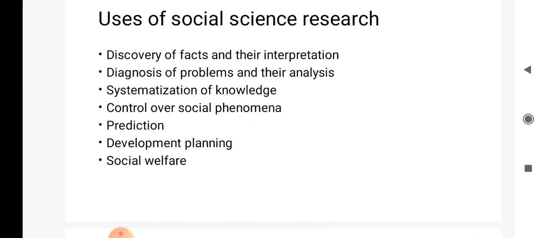Control over the social phenomena. So if we carry on social science research, we are able to find solutions to various issues. Though we cannot eradicate it or avoid it 100%, we can reduce certain serious issues. So it is possible to control social phenomena, maybe child abuse or child marriage or women harassment. Such problems can be controlled or reduced.